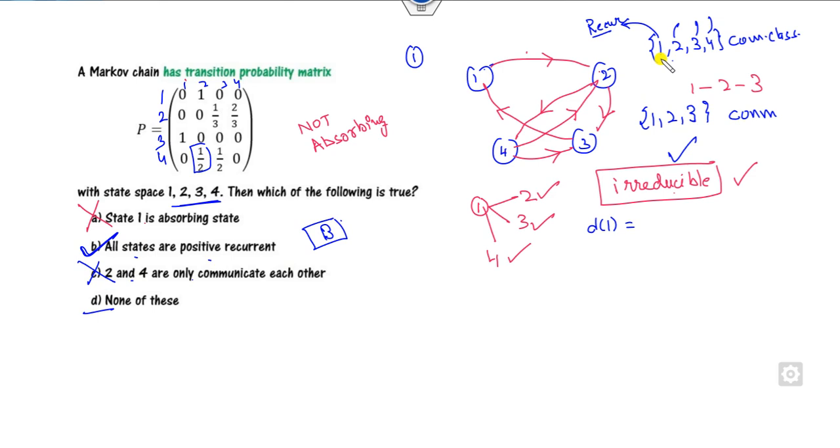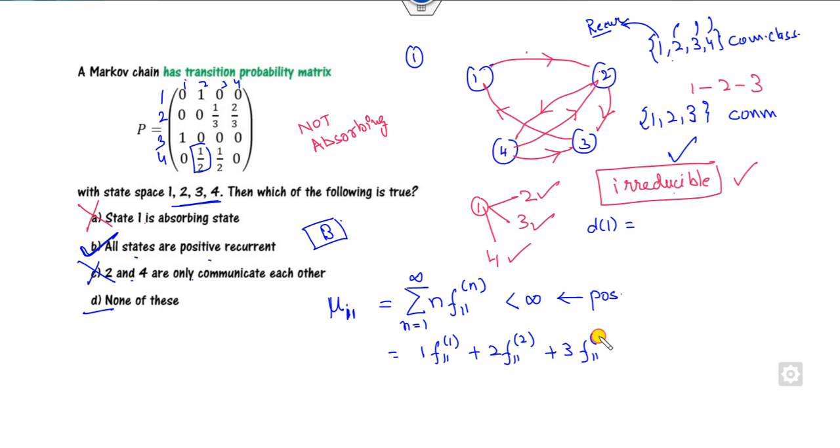What is positive recurrent? If you start from here, and the mean return time, f11 of n, is finite, then we call it positive recurrent. This is nothing but mu of i. If I call this number 1,1, 2 times f11 of 2. What is the meaning of that?